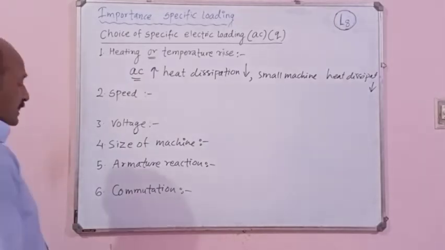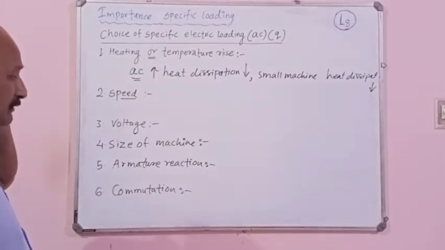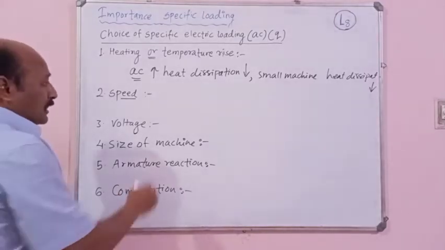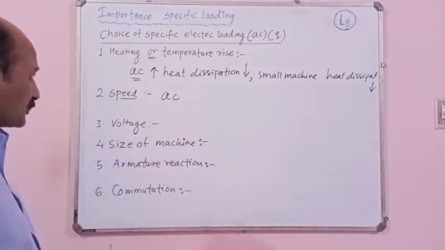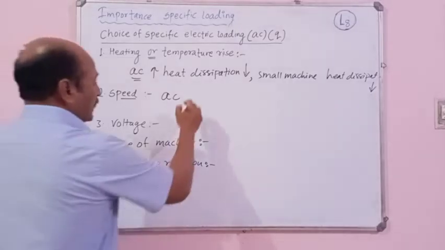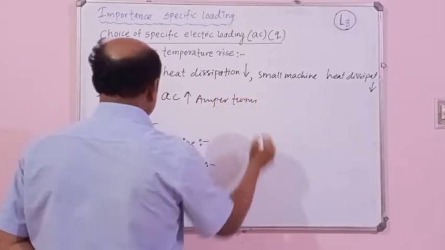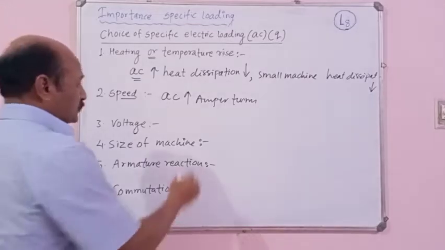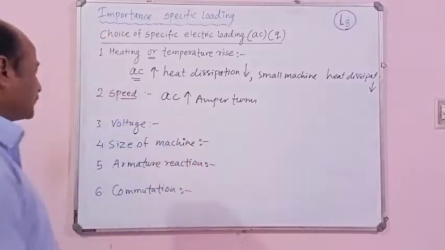Second one is nothing but the speed. As for the higher speed, we require the proper heat dissipation. So heat dissipation depends upon what value of AC we have selected. So more the value of AC, more will be the ampere turns. Higher the value of AC, more will be the ampere turns. So under that condition, we have to select such a value of AC so that the ampere turns are controlled and you will get the proper value of specific electric loading.